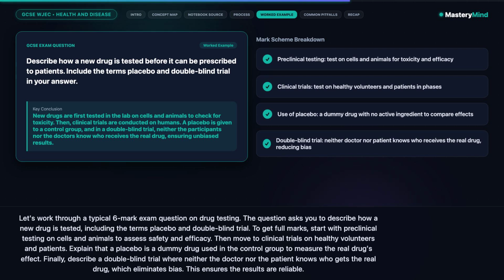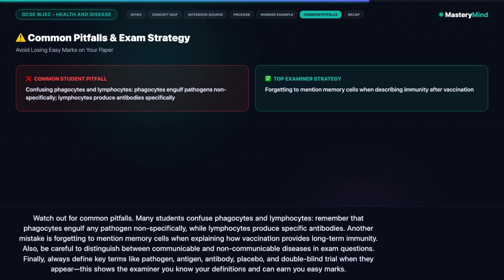Watch out for common pitfalls. Many students confuse phagocytes and lymphocytes. Remember that phagocytes engulf any pathogen non-specifically, while lymphocytes produce specific antibodies. Another mistake is forgetting to mention memory cells when explaining how vaccination provides long-term immunity. Also, be careful to distinguish between communicable and non-communicable diseases in exam questions. Finally, always define key terms like pathogen, antigen, antibody, placebo, and double-blind trial when they appear. This shows the examiner you know your definitions and can earn you easy marks.